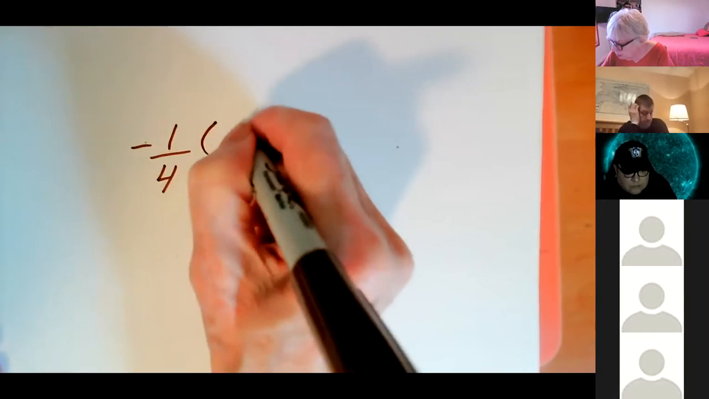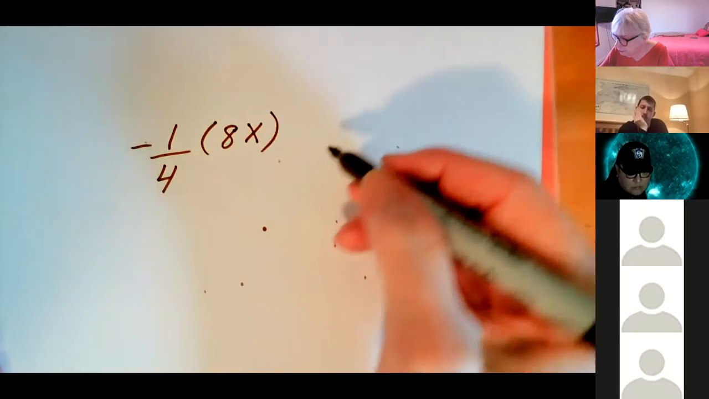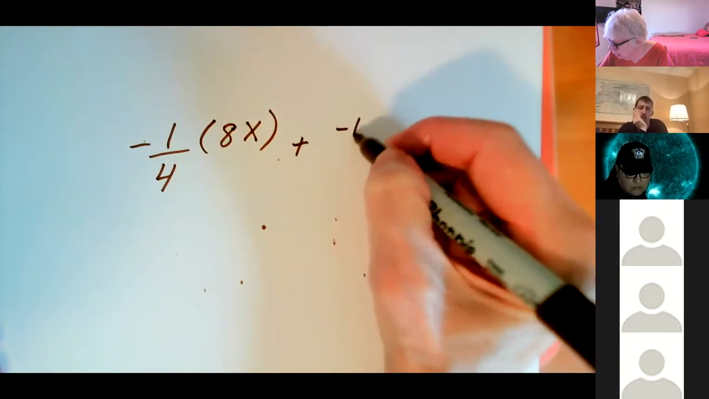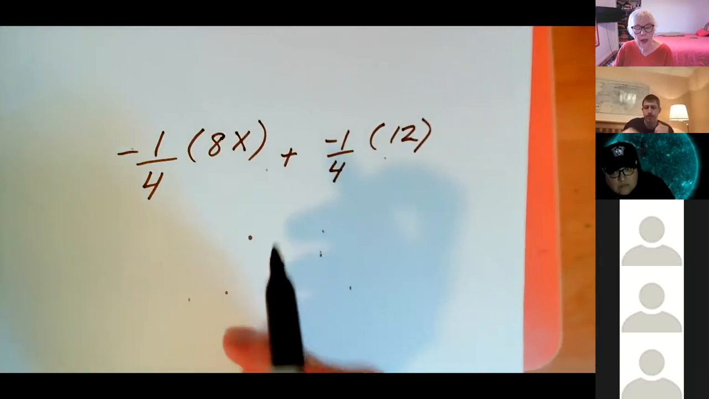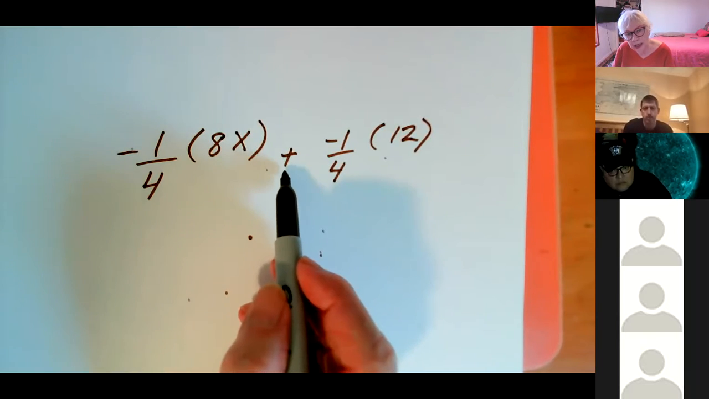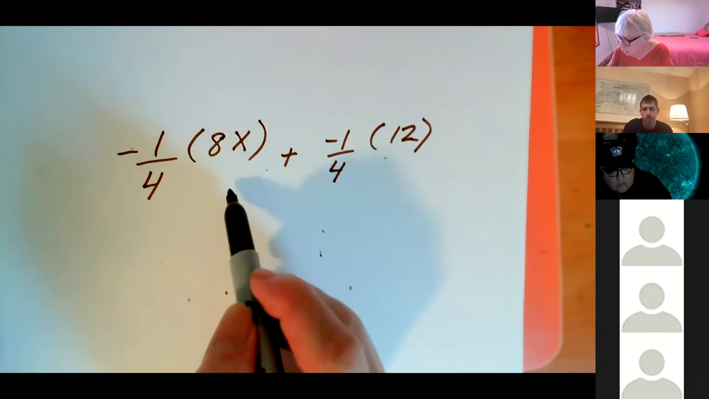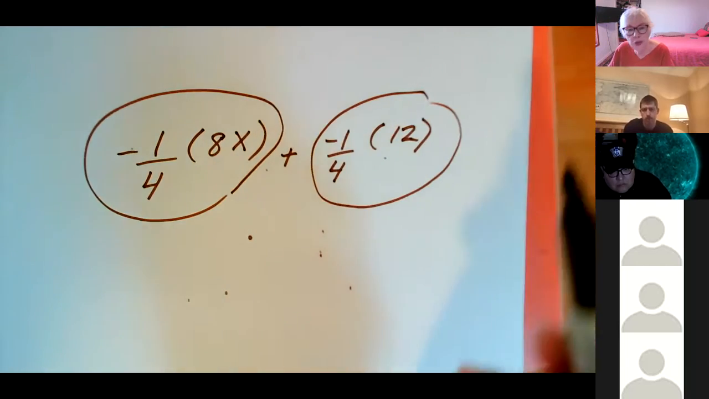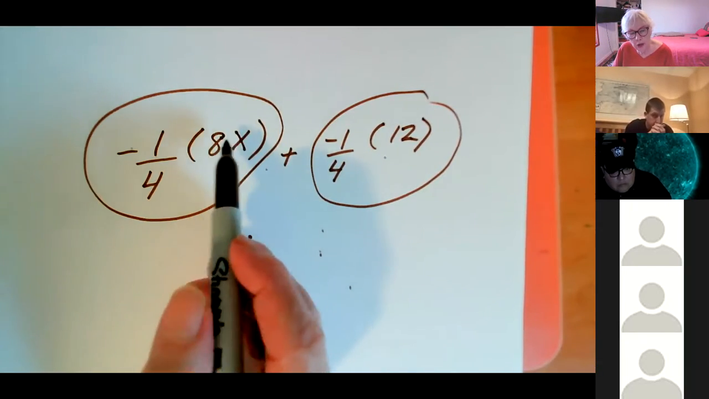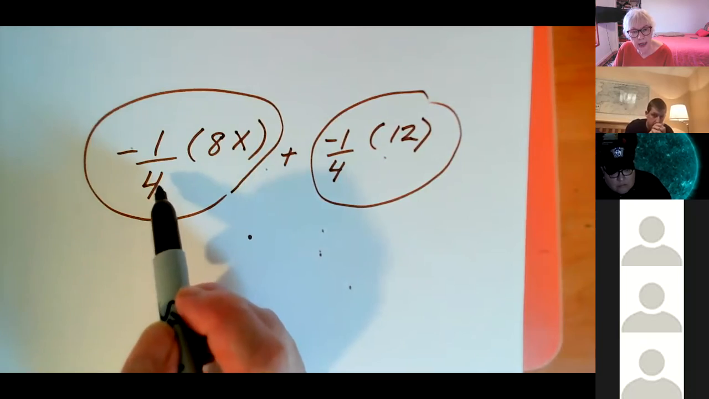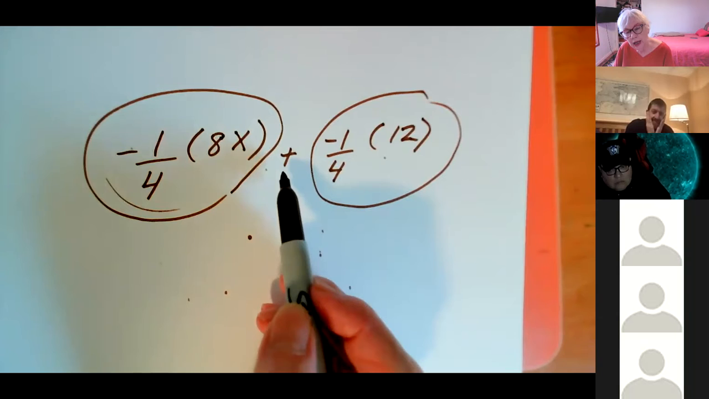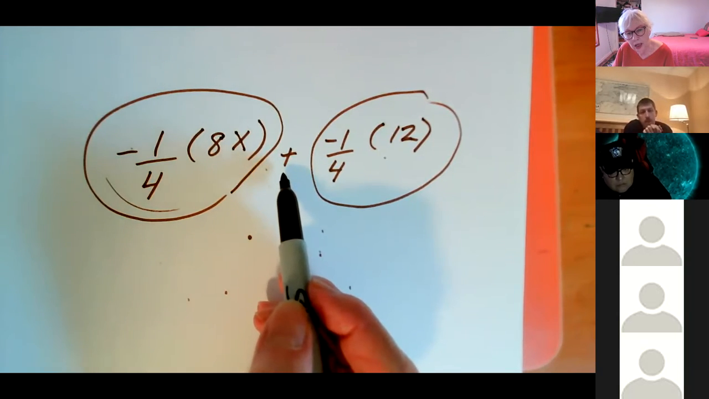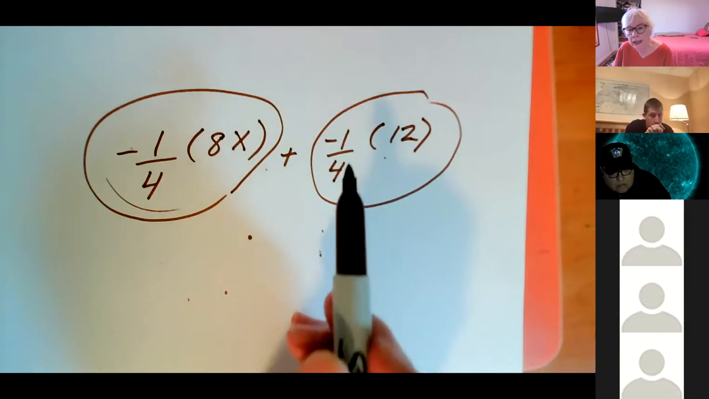So the previous problem had negative 1/4 times 8x. Then it was plus negative 1/4 times 12. What I wanted you to see is this plus sign here, which divides this into two pieces. This is the first term because notice we're multiplying and dividing. So this all goes together. This is the second term, and notice they were separated by that plus sign. So two terms. Why do I care?